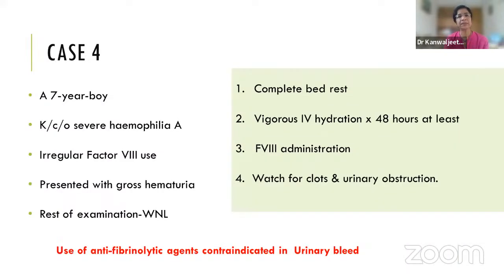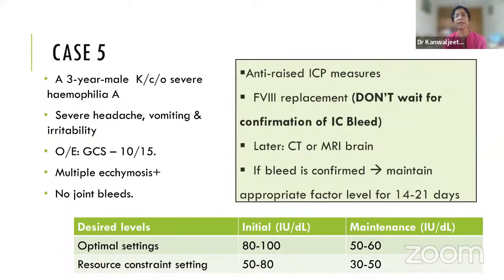So this is a patient who has a history of irregular factor 8 use and now comes with gross hematuria. Would you like to give antifibrinolytic agents in this case? Basically, the concept is that they should not be used. They are contraindicated in urinary bleed, as they may lead to clot formation due to the inhibition of fibrinolysis.